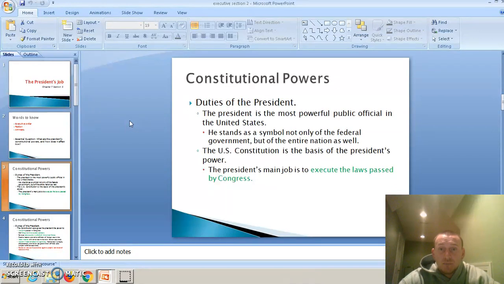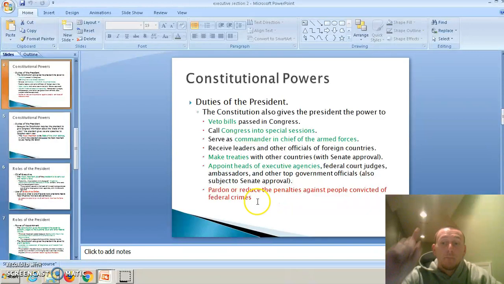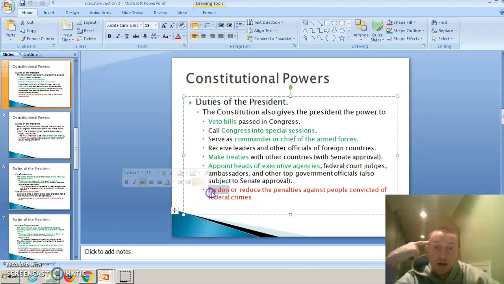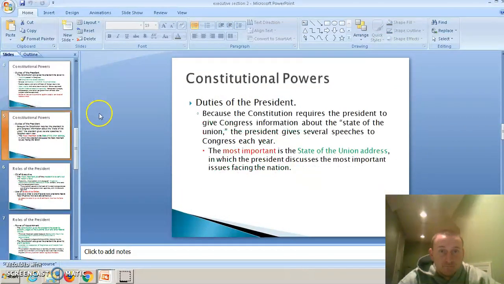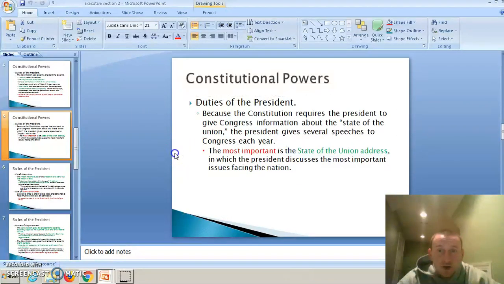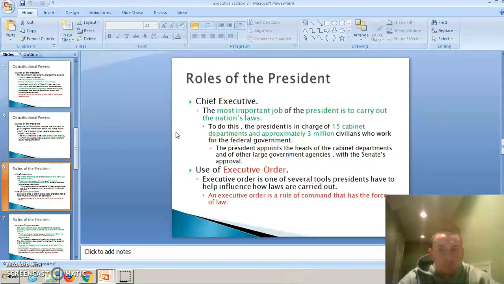So the president, like I said, executes the laws, enforces them. He also vetoes bills. We talked about that. He can call Congress into session. He's commander of the armed forces. He approves treaties and appoints government agencies. A big thing, it's highlighted. That means you need to know it, probably on the test. What is a pardon? A pardon is a reduction of the penalty of somebody who's committed a crime. The president will always give the State of the Union address. Know what it is. Know when it is. Something you might want to look up. Hint, hint.